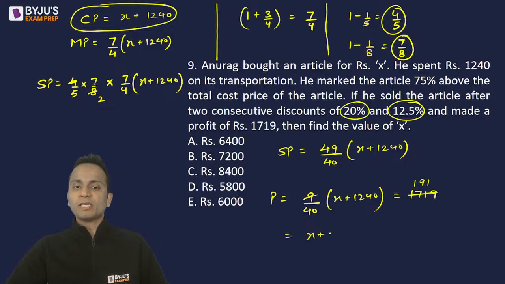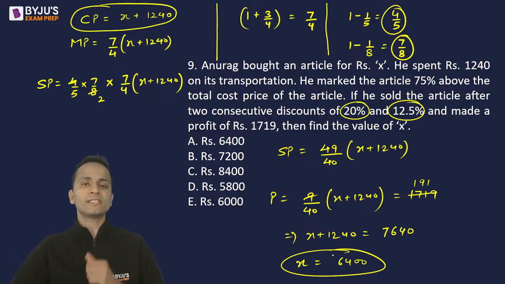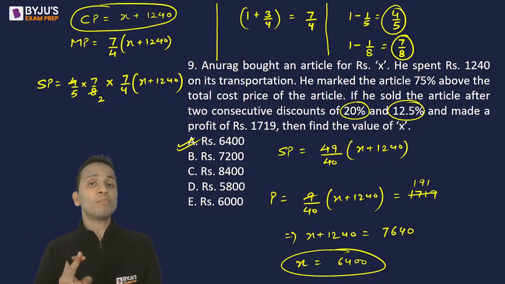So x plus 1240 is equal to, doing cross multiplication, 7640. So the value of x comes out to be 7640 minus 1240. So it is 6400. So the value of x is 6400. They want the value of x, and that should be the answer of this question. That is option A, 6400. Making proper usage of percentage equivalence of fractions.